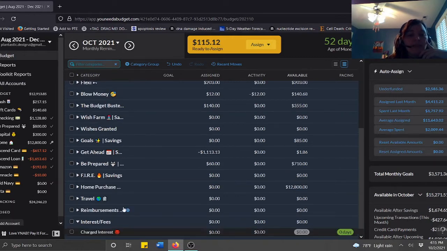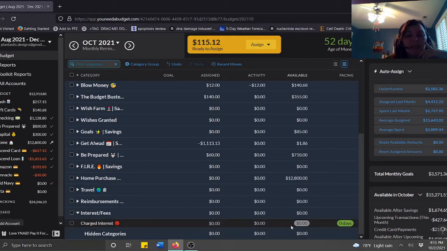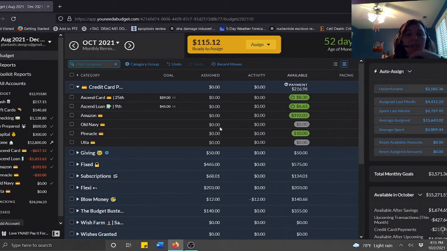And then interest and fees, that is like when the credit card charges you interest, you put it in here, and then you set money aside for it, and it automatically moves up here to your credit card, which is what this is. This was interest on my last credit card payment. So now that's set aside to go to the next payment, so the interest is automatically paid off.